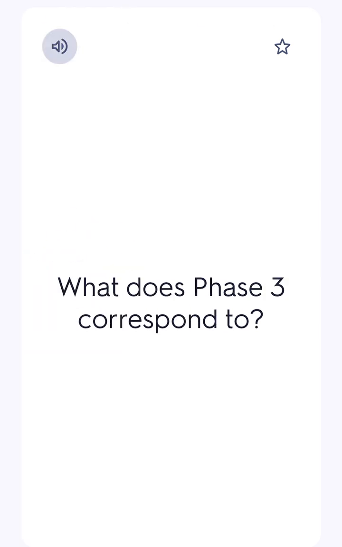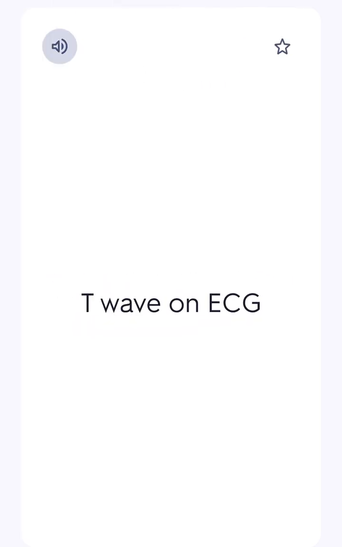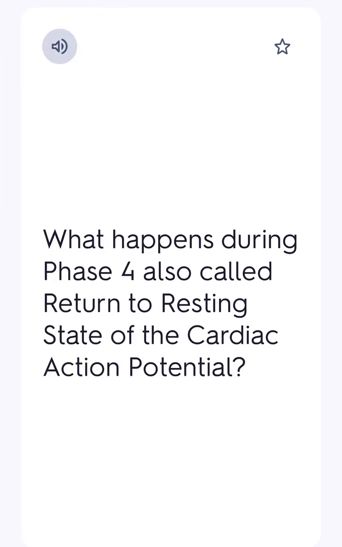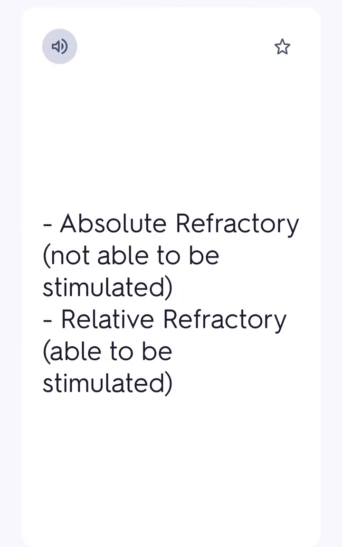What does phase 3 correspond to? T wave on ECG. What happens during phase 4, also called return to resting state of the cardiac action potential? Absolute refractory, relative refractory.